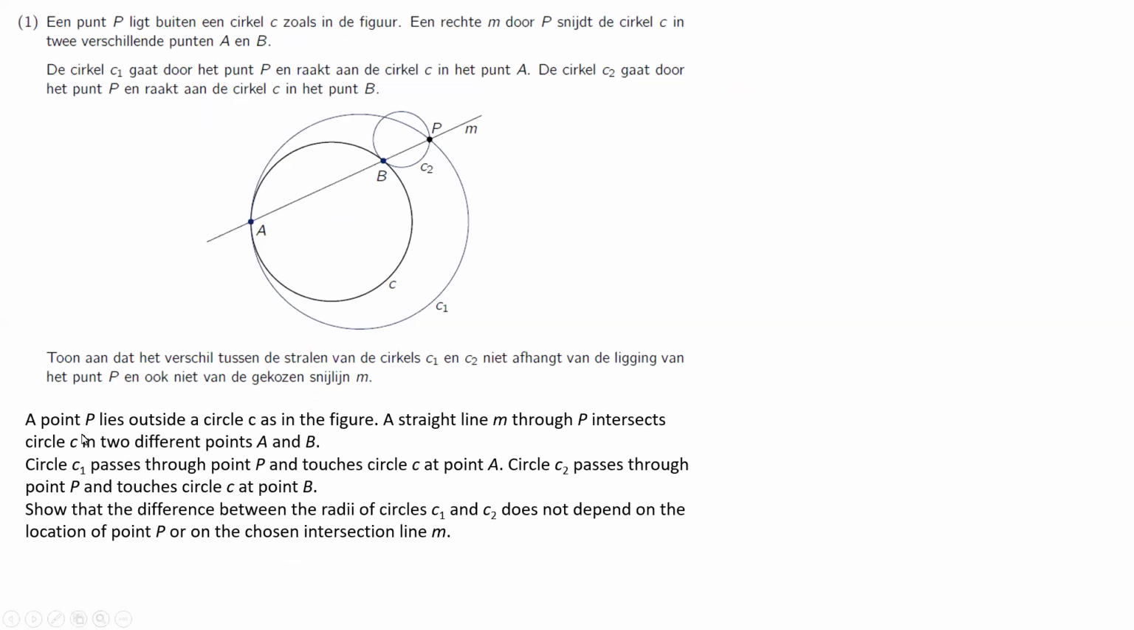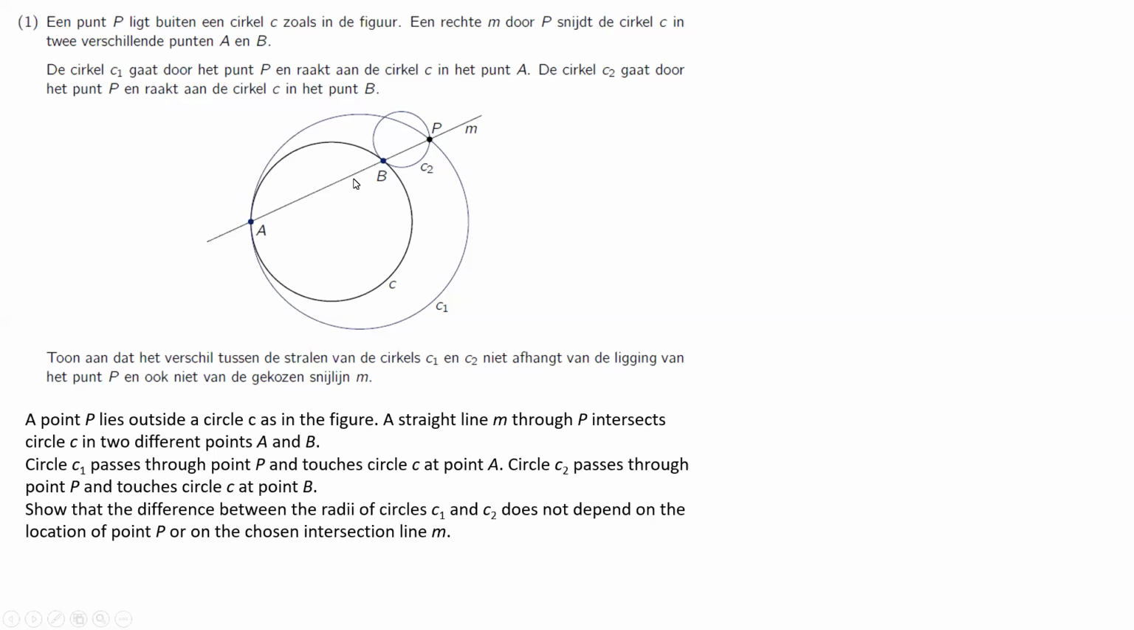The problem states a point P lies outside of a circle. There's a circle C in the figure, and through P there is a straight line M, which intersects circle C at points A and B. And the circle C1 passes through the point A and is tangent to circle C as well. So C is the tangent point. And another circle, circle C2, passes through P and B, and C2 is also tangent to the circle C.